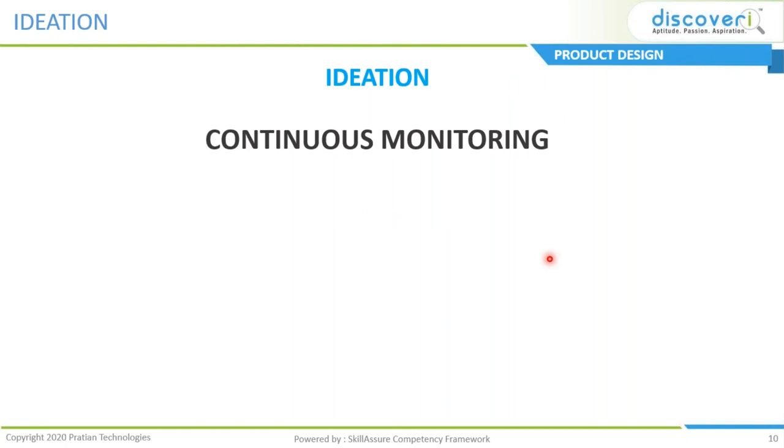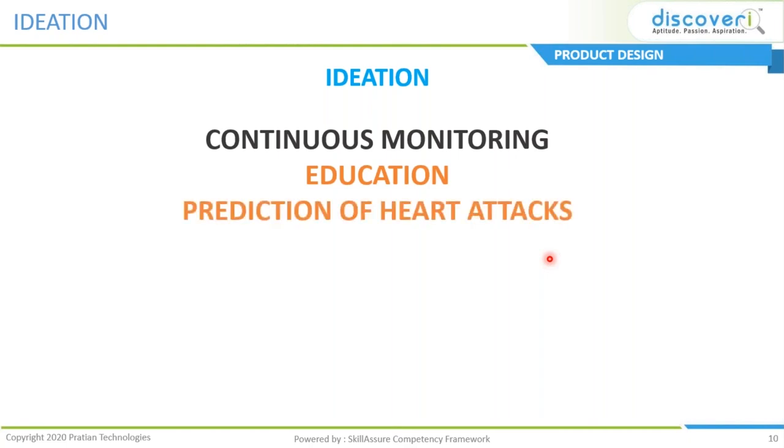So let me give you some examples. We can have education as one of the important things as a part of ideation. We can also have prediction of heart attacks, with the help of machine learning and AI systems, so that we can tell which patient is likely to have a heart attack.